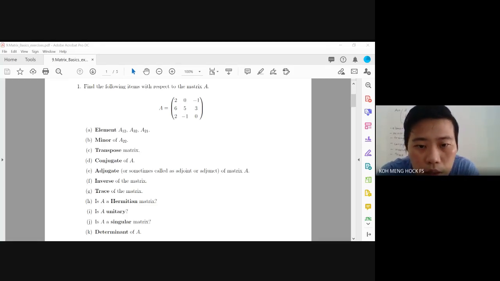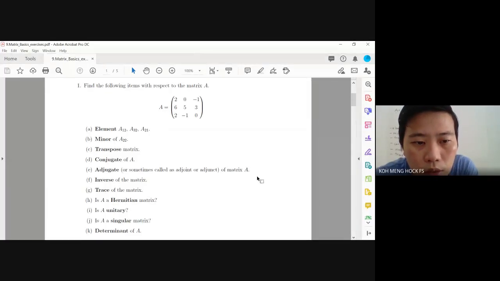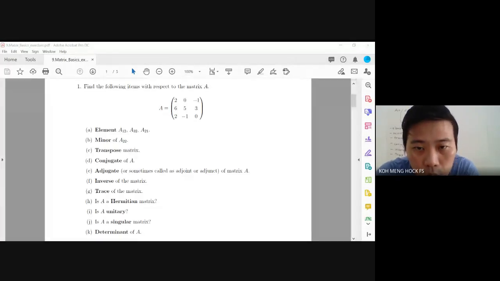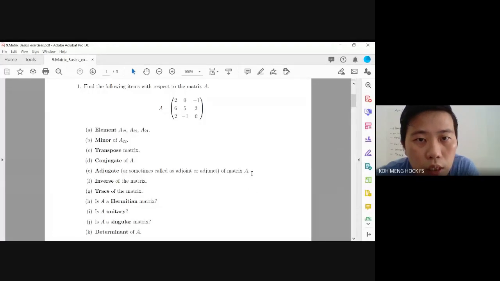Right. So let's go to the assignment that I give you on the matrices. So far there are three sets of write-ups, which I hope you have viewed, at least the first one. The first one is as shown on the screen now. So this is a 3 by 3 matrix. This is also known as a square matrix.